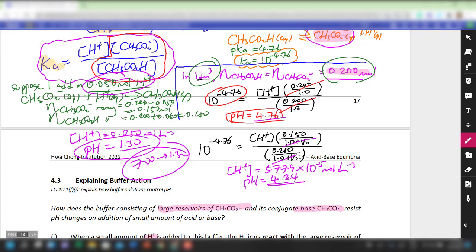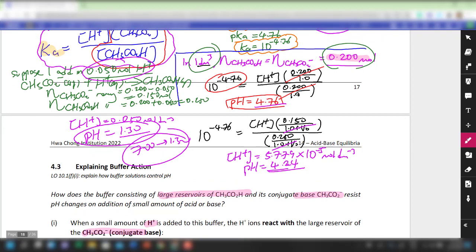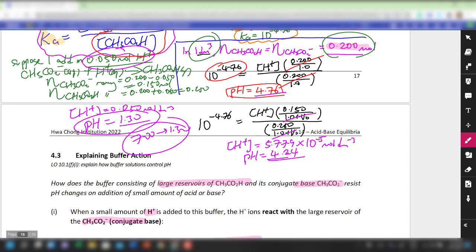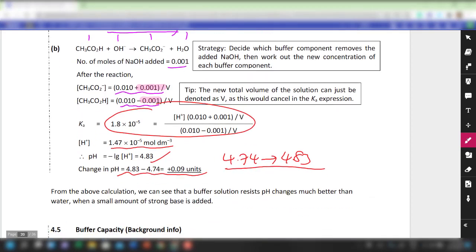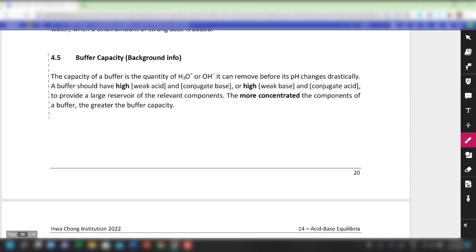have 0.200 moles of each, and then at the end of the day, the concentration of ethanoic acid and ethanoate is 0.200 moles per dm cube. And then after that, I added in 0.050 moles of H plus, and then you'll notice that the pH changed from 4.76 to 4.24. Okay, so I'm just going to summarize this over here.